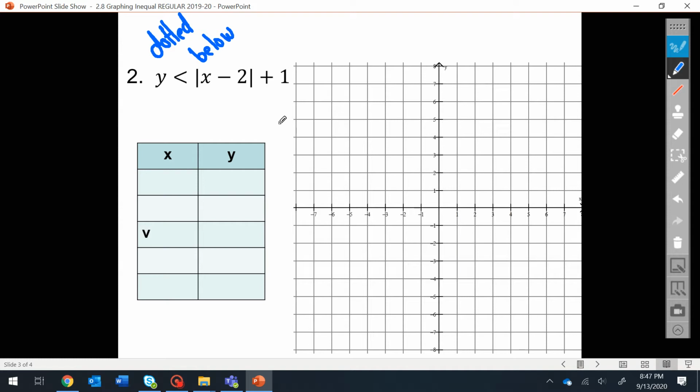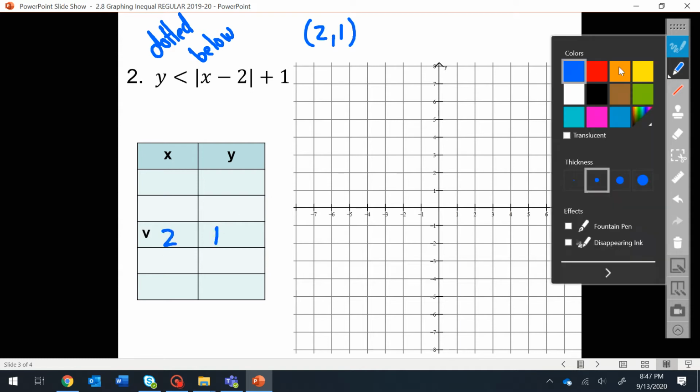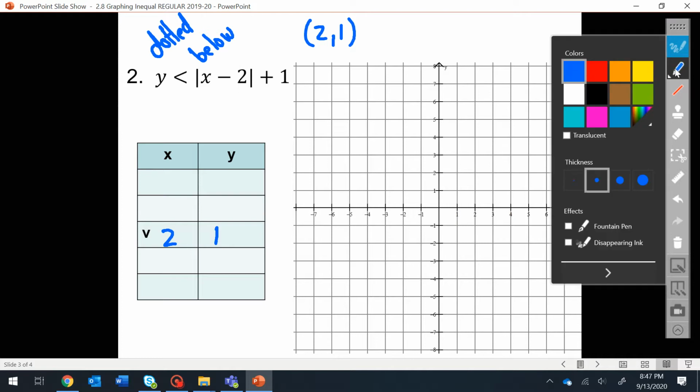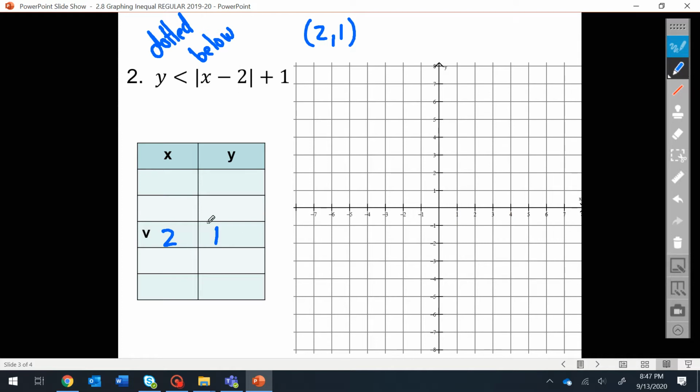Alright, so if we remember how to do this, the vertex is 2, 1. So 2, 1 is going to go in the middle. And then we're going to do 2 x values smaller, so 1 and 0, and then 2 x values larger, so 3 and 4. The table should be in order, 0, 1, 2, 3, 4. Alright, so I'm going to plug each of these in and evaluate for y.